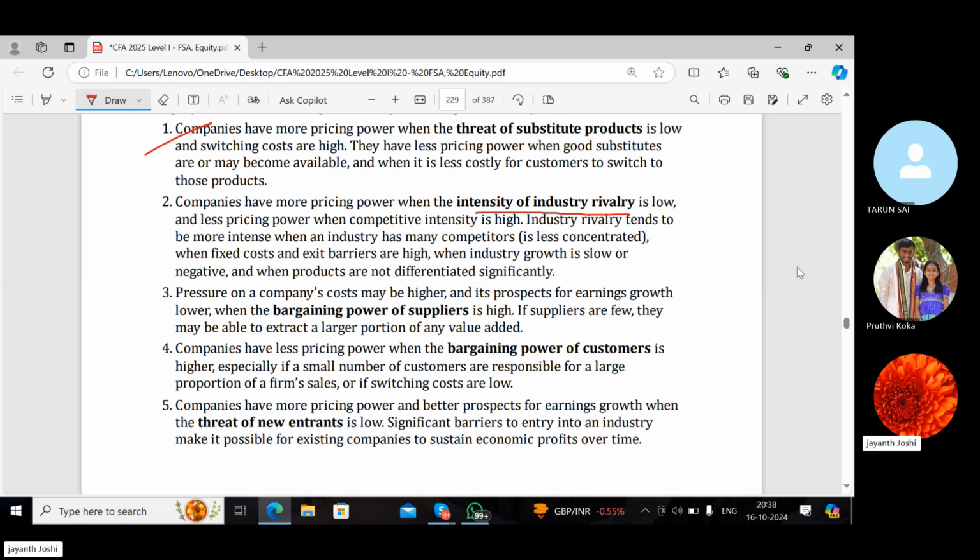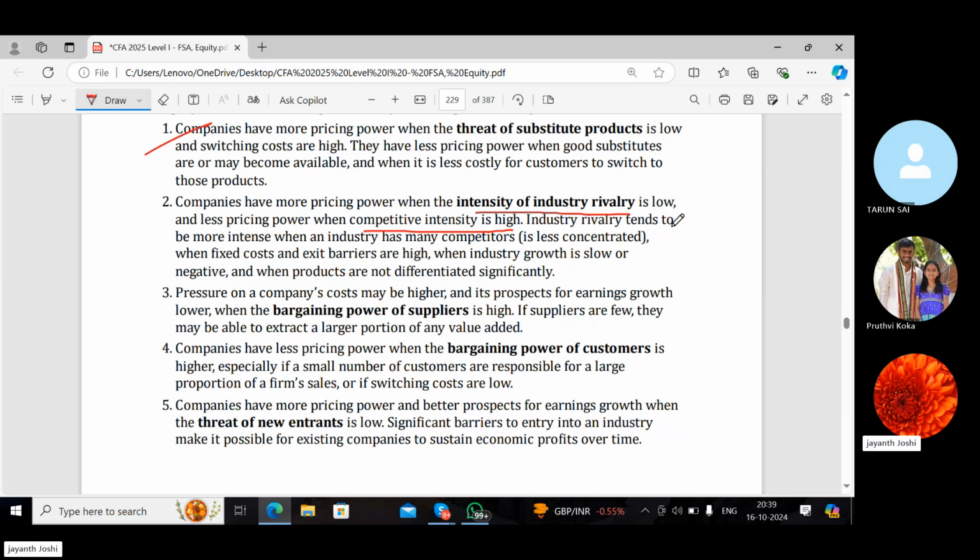Because new firms which are entering can kind of reduce the prices and try to sell; their volume would be high, but they will be earning less profit, but they don't mind doing that because they want market penetration. So companies have more pricing power when intensity of industry rivalry is low and less pricing power when the competitive intensity is high. That means more firms, less pricing power; fewer firms, more pricing power.